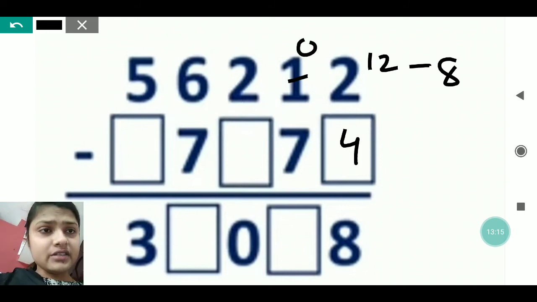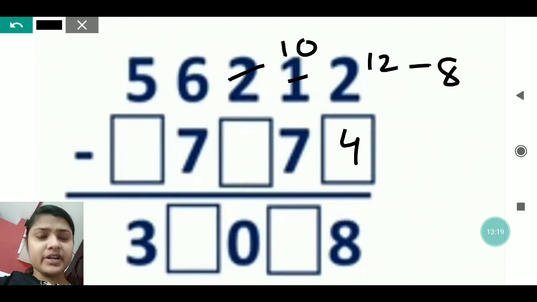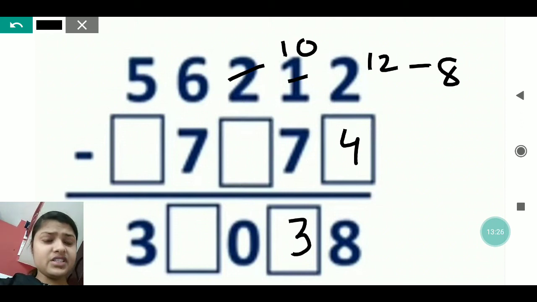Here it is 0. 0 minus 7 is not possible, so it will take one carry from the number next to it. 10 minus 7 will be 3. Now here it is 1, because 1 is already given. 1 minus what will you do, then you will get 0? Any number subtracted by itself can give 0. So 1 minus 1 can be 0.